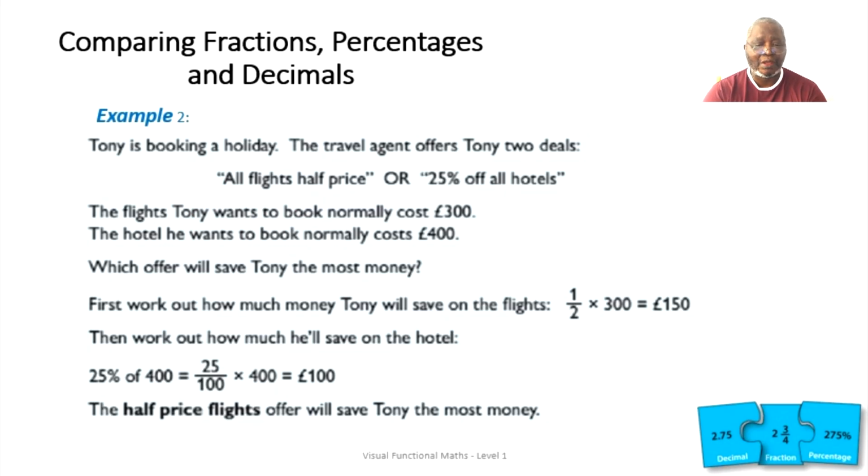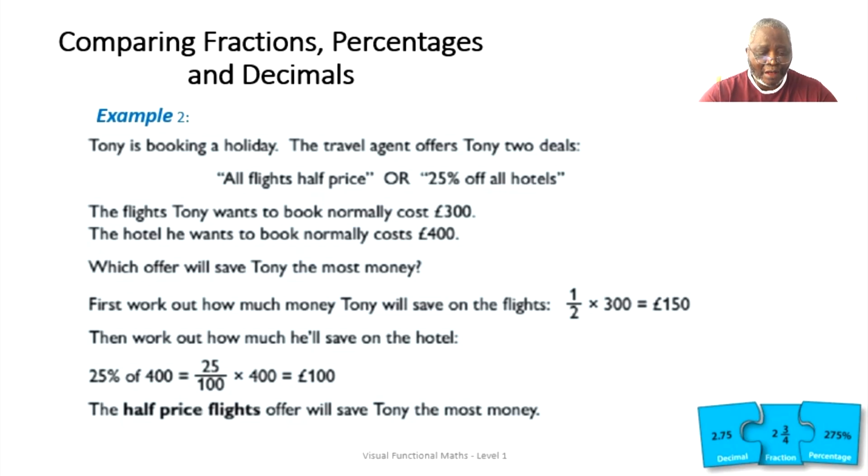Comparing fractions, percentages and decimals continues. Example 2. Tony is booking a holiday. The travel agent offers Tony 2 deals. All flights half price or 25% off all hotels. The flight Tony wants to book normally costs £300. The hotel he wants to book normally costs £400. Which offer will save Tony the most money? It happens when we're going on holiday most of the time.